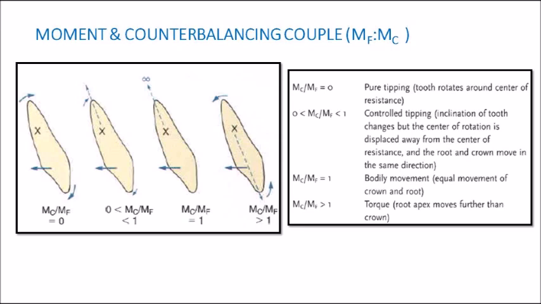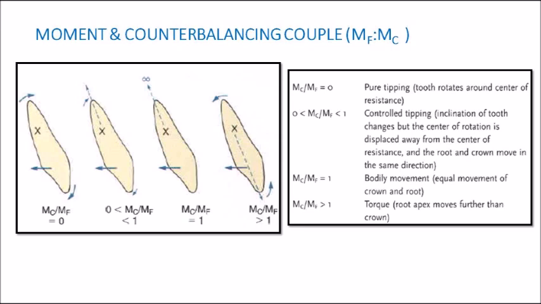Now coming to the third scenario. The third scenario is when we are giving the exact amount of force, equal amount of force but in opposite direction. So imagine I am giving 50 grams of force through the bracket, and then as a counter I am placing another 50 grams of force lingually. So buccally I am placing a bracket and applying 50 grams of force. Lingually I am placing another attachment and applying the same amount of force.